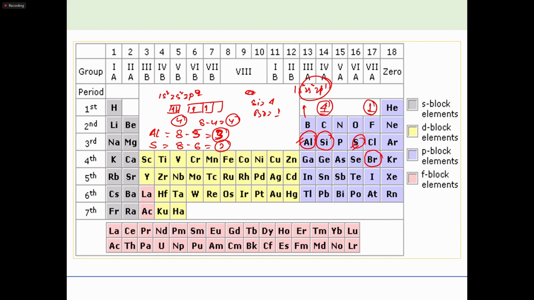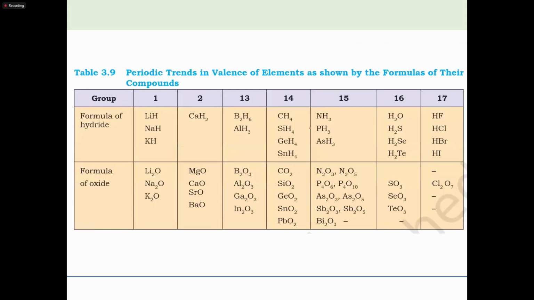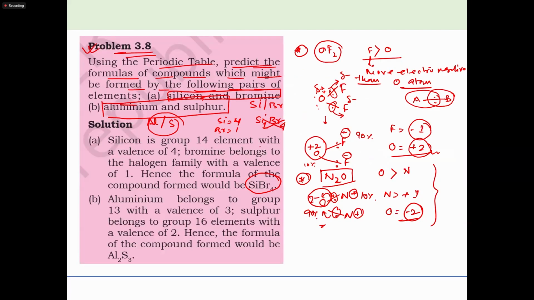So for that aluminium case, if you see here, this belongs to the 13th group. So valence equals 3, because the number of valence electrons is 3: 1s2, 2s2, and 2p1. And this sulfur is a 16th group element, so valence equals 2. So here the aluminium has valence 3, and sulfur has valence 2.